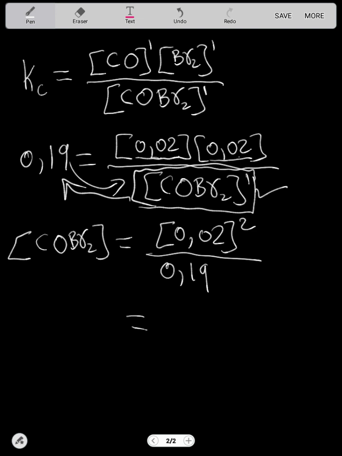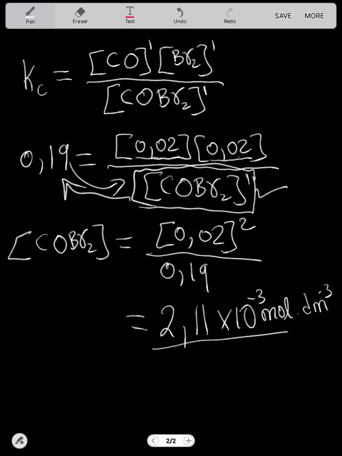When you punch it on the calculator, you will get your concentration being 2.11 times 10 to the power minus 3 moles per cubic decimeter. Do not forget the units. Remember the unit for concentration. So this is therefore the concentration of COBr2 gas. And that brings us to the end of this video.